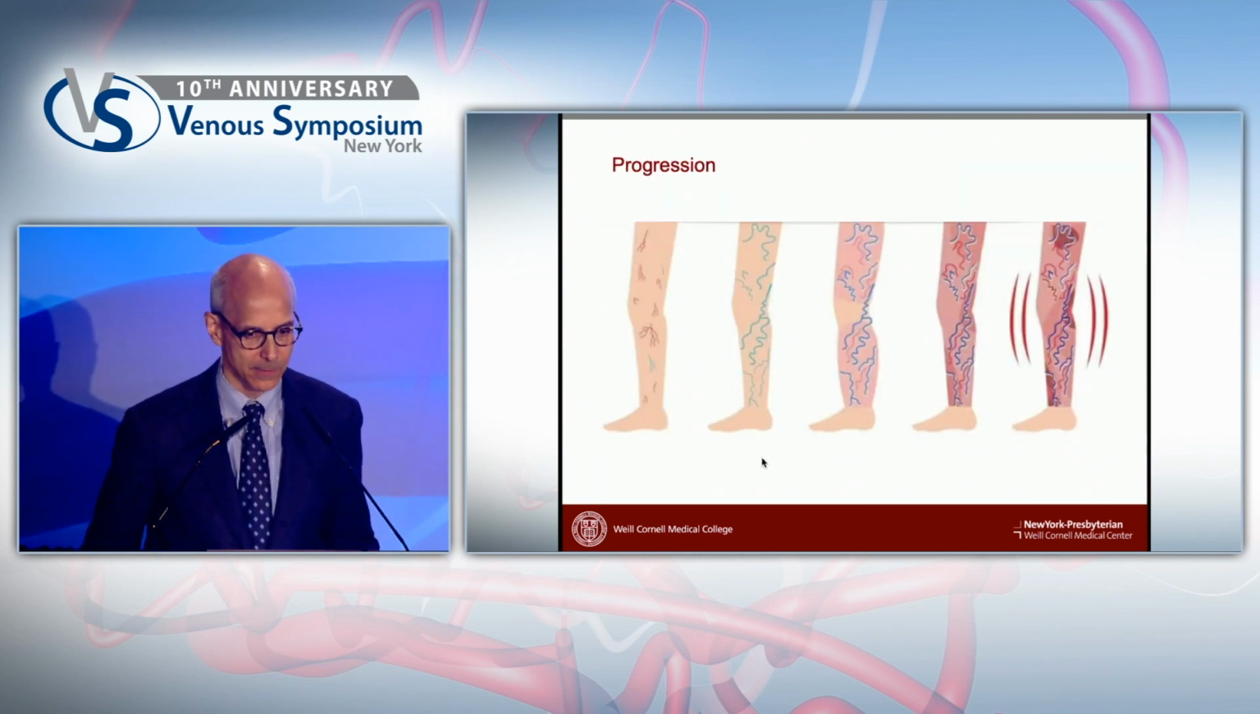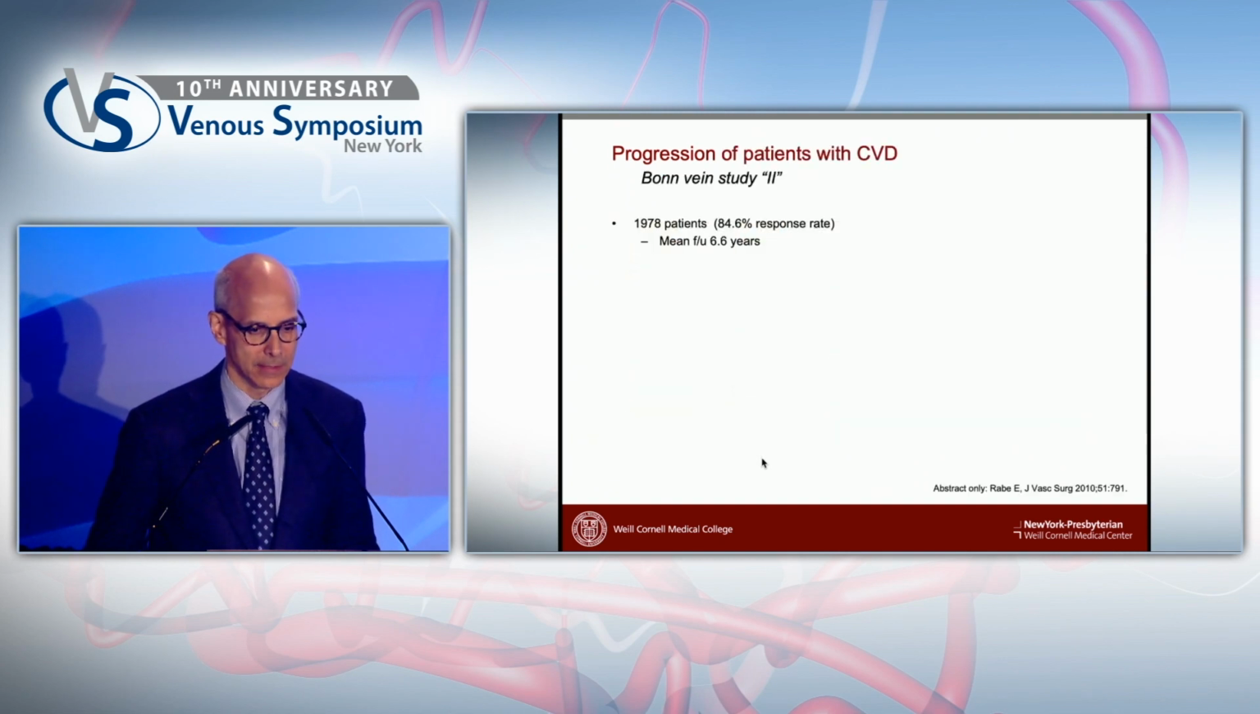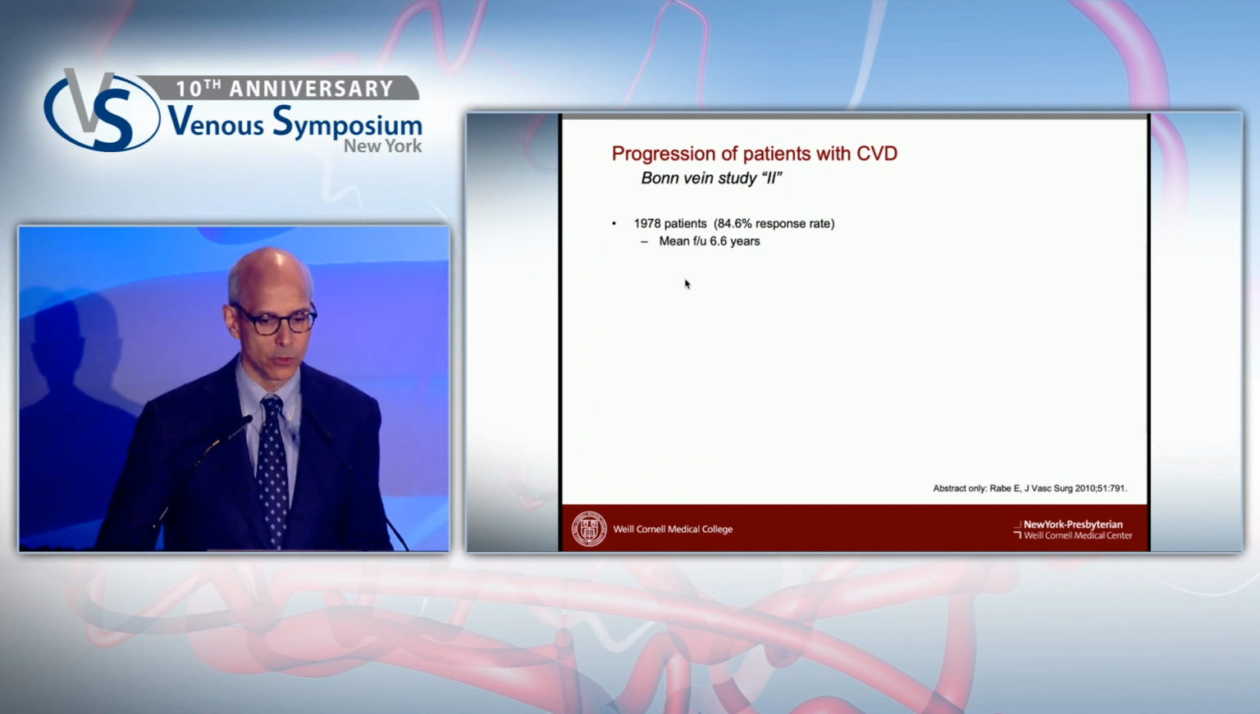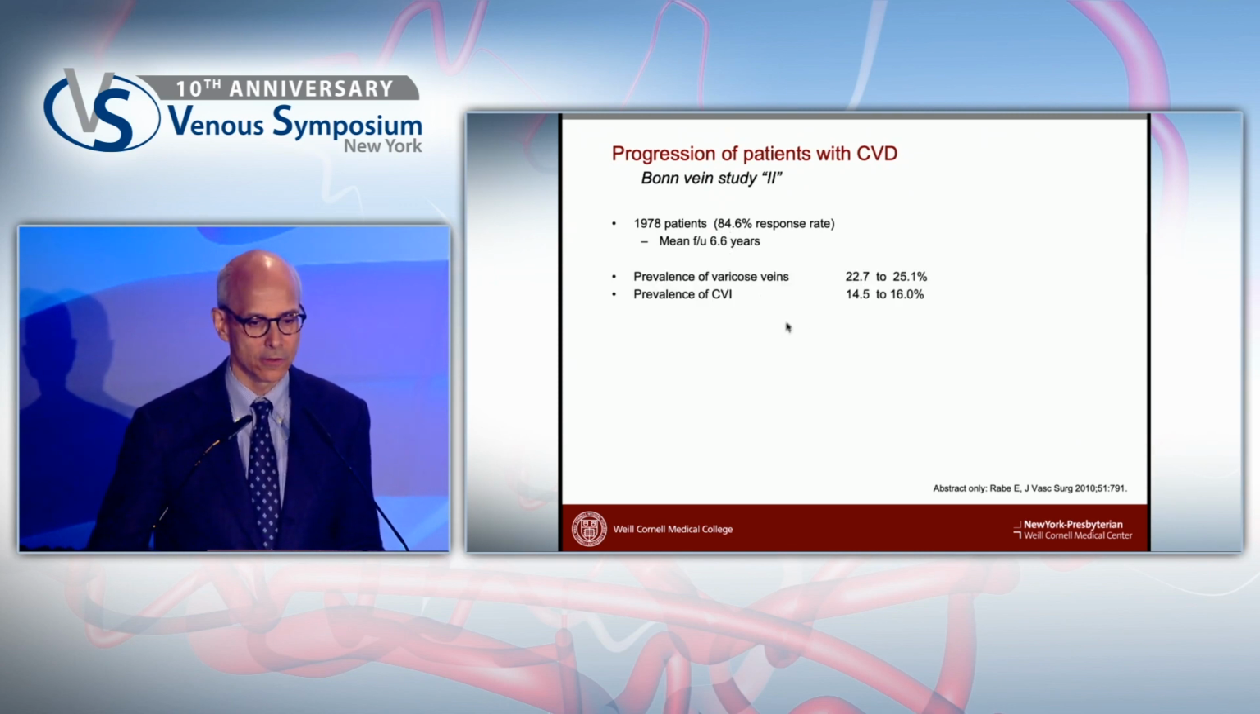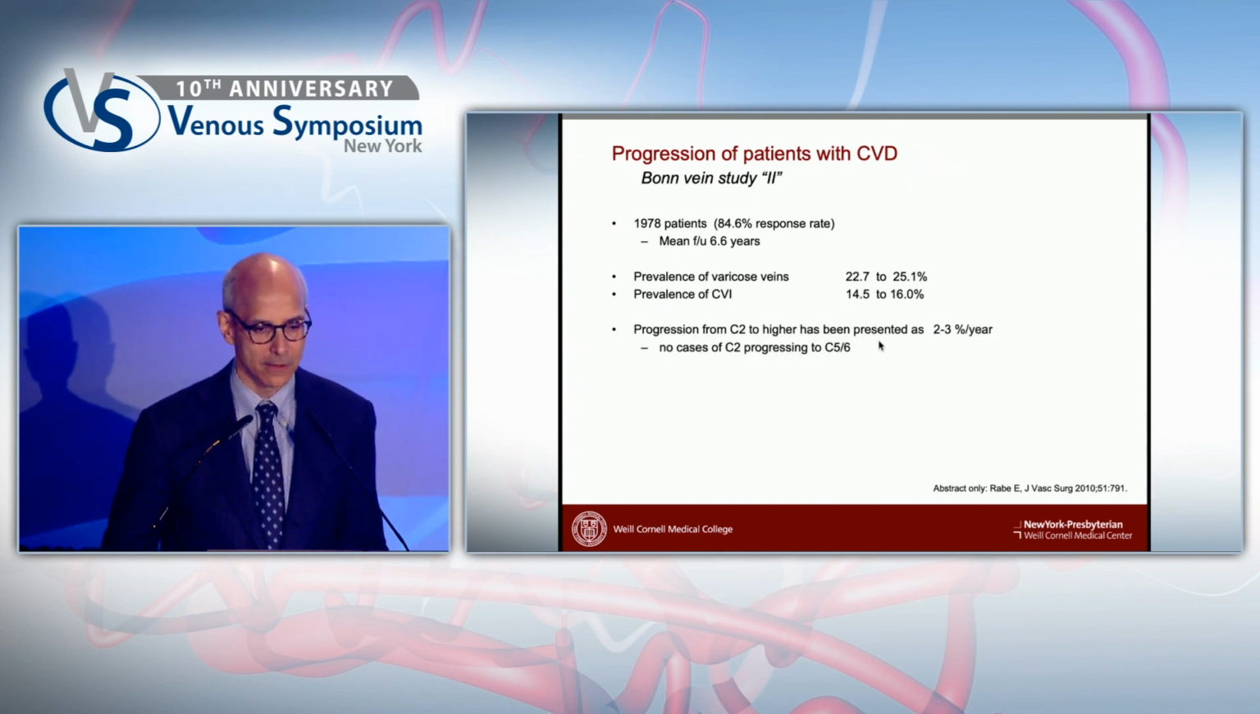So what about progression of disease from patients who have it before and then have it worse later? From the Bonn vein study, which is only an abstract really, although we see snippets of it being presented in English at meetings, 1,978 patients, and they saw 84.6% of those at 6.6 years, and they noticed the prevalence of varicose veins increased a small amount, as did the prevalence of chronic venous insufficiency.